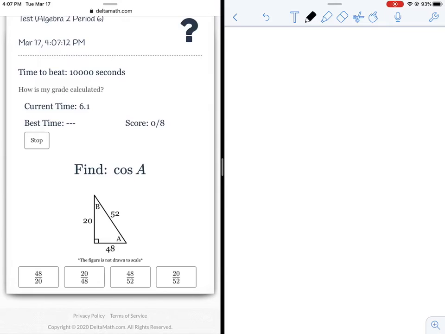This is asking you to find cosine of A. In order to do this, I need to remember this. So, SOHCAHTOA.